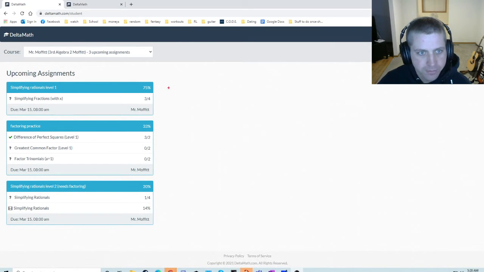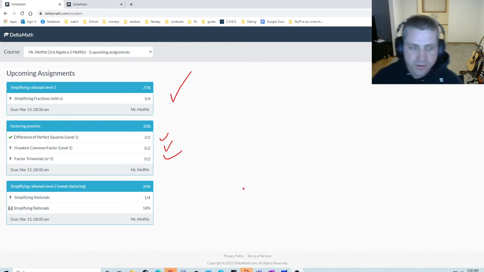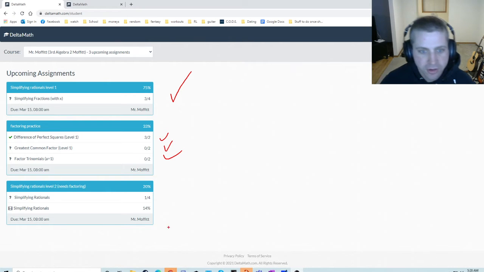Simplifying rationals level 1. That's like that first question I did. Here's the 3 different kinds of factoring. Make sure you're good at all 3 of those. If you're good at both, then you're ready for simplifying rationals level 2.